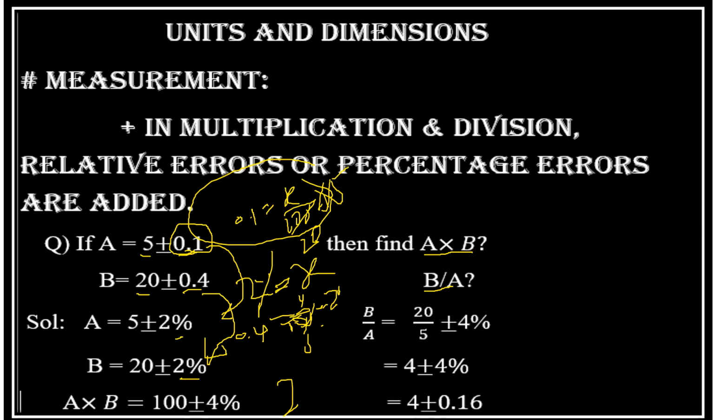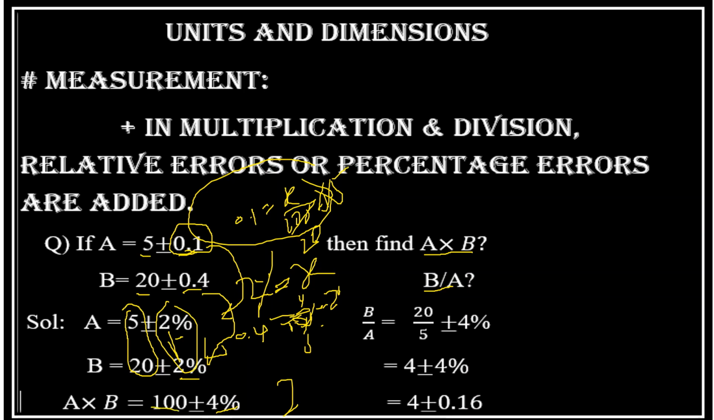Here, finally, multiplying a and b. You should multiply these two terms. Relative error or percentage error means they are added from this. The percentage errors should be added. Means 2 plus 2%, that's 4%, and multiplying this to 20 into 5, that's 100.